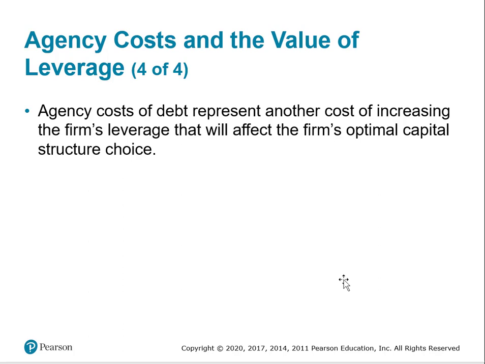So the agency costs of debt are just another cost of increasing firms' leverage that's ultimately going to affect the optimal capital structure choice. So if you think about that trade-off equation, those agency costs are part of the present value of the financial distress of a company. Because those costs, even though they may be indirect, and we don't know what they are exactly right now, they are real.